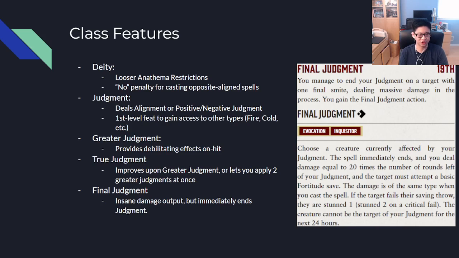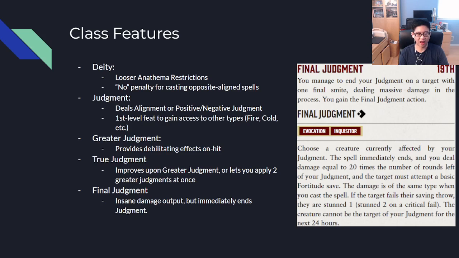It's a first level feat, so you could take it as early as level 2 or even level 1 if you have natural ambition. Final Judgment is the last class feature in the list for the Inquisitor, and it is a massive, massive smite that ends Judgment and then does a lot of damage.